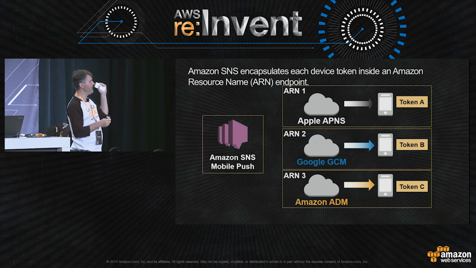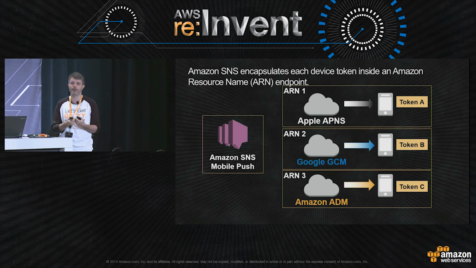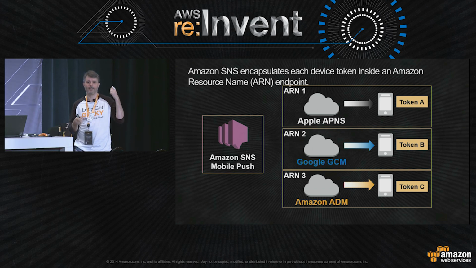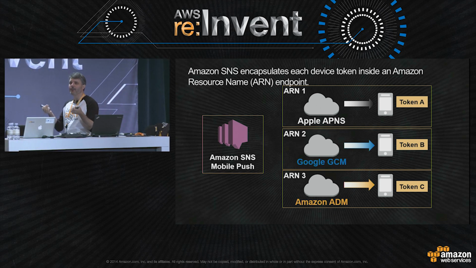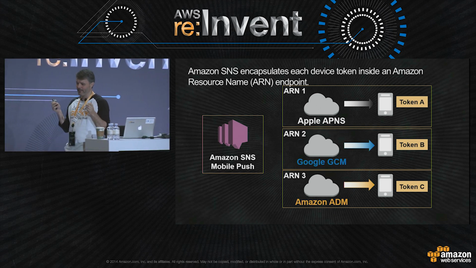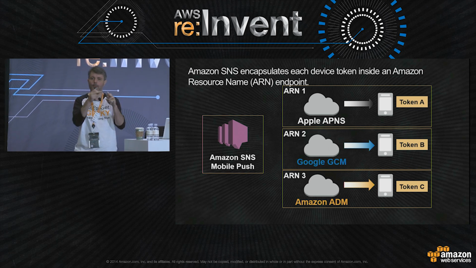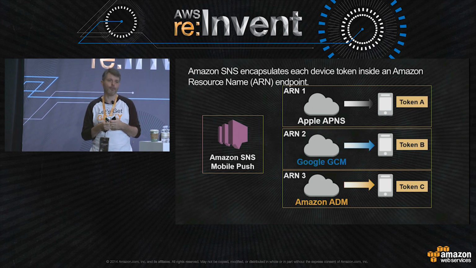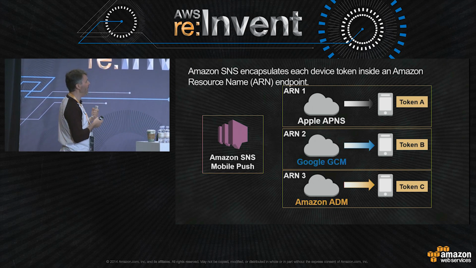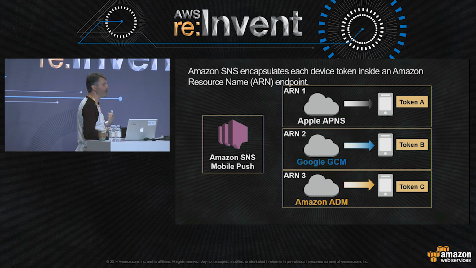So for every single device, you will receive from Apple a device token. The second step for you as a developer is to associate that device token with SNS. SNS will create an endpoint, we call that an endpoint, for every single device. The endpoint will be identified with an Amazon Resource Name, this long internal ID that we use to refer to any object within Amazon. The Amazon Resource Name will be stable across time.